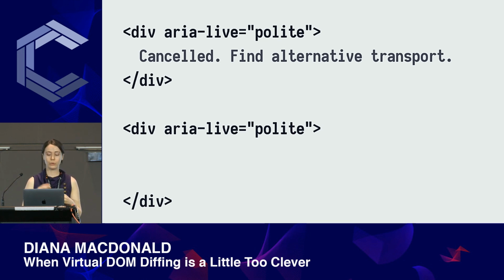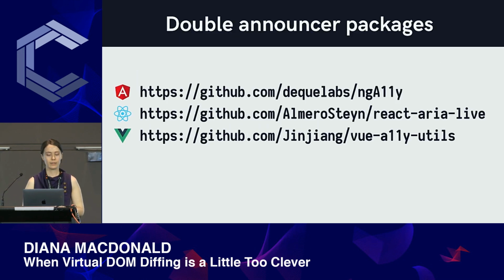This gives you full authoring control over the announcement and mimics the behavior of Aria Atomic without those weird quirks we saw earlier. And this approach is handy for any live region that will be updated more than once. The double announcer approach is used in these packages. Vue was inspired by React, and React was inspired by Angular, which is a great reminder to see what we can learn from other tools and frameworks.